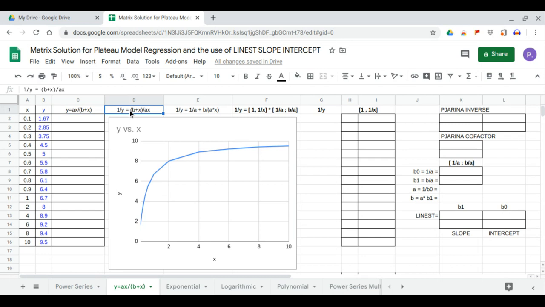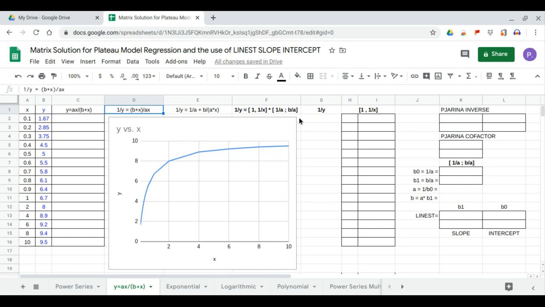So we will use the reciprocal on both sides of the equation, which is 1 over y equals b plus x all over a times x. And we factor out, and that leaves 1 over y equals 1 over a plus b over a times x. Then we factor out the reciprocals and the x values. That leaves the matrix for 1 comma 1 over x, which is factored out, times the matrix 1 over a semicolon b over a. 1 here represents x to the power 0.